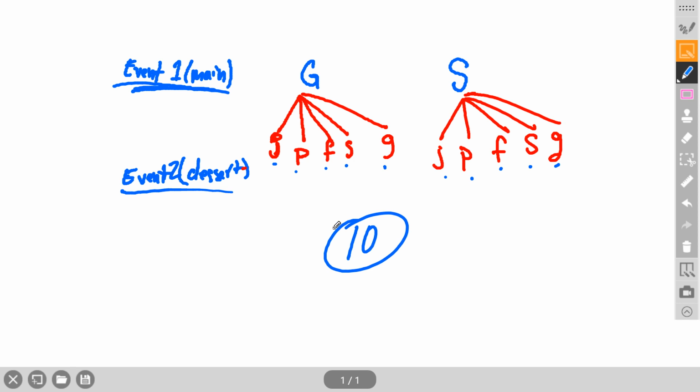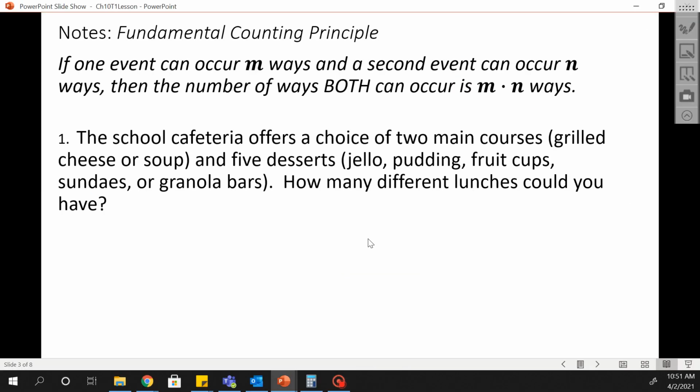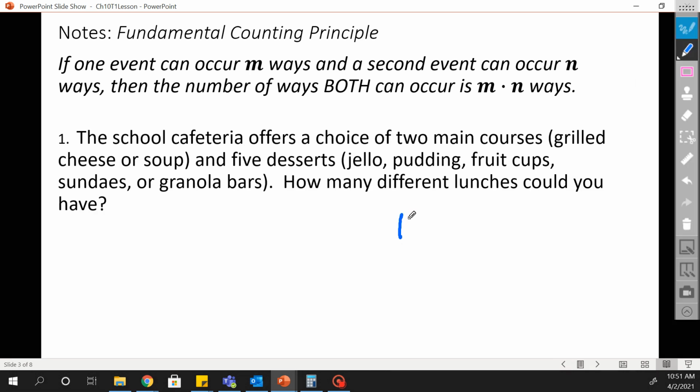Now the way to do this using the fundamental counting principle is just to multiply the number of options for event one, which is two options, times the number of options for event two, which is five options. So 2 times 5, there are 10 possible combinations. So how many different lunches could you have? There are 10 different lunches you could have in this case.